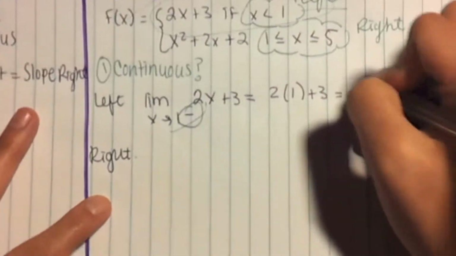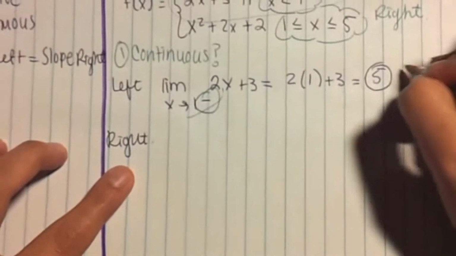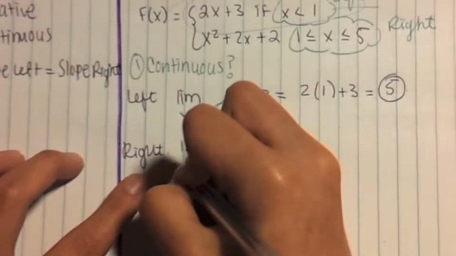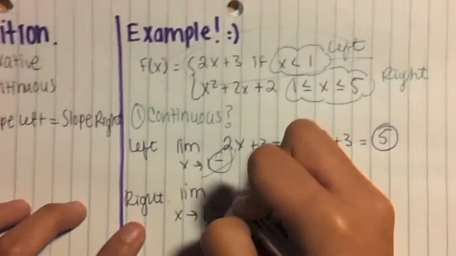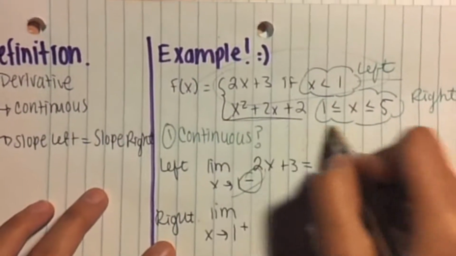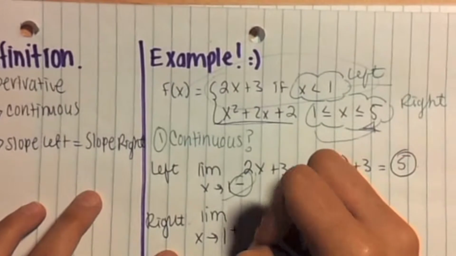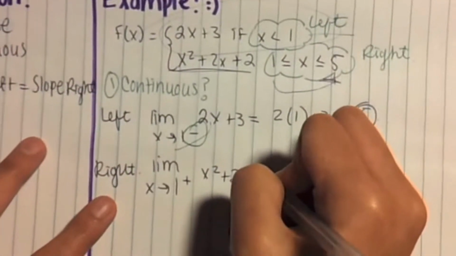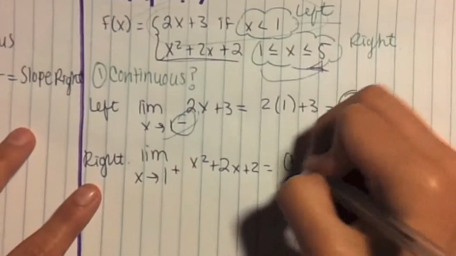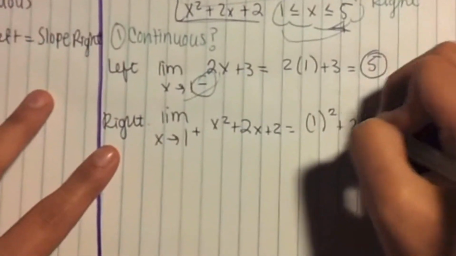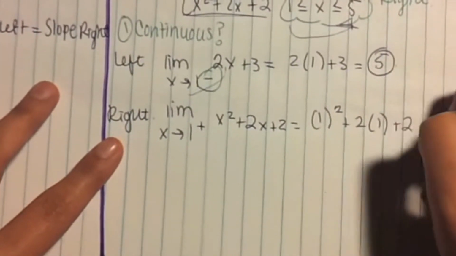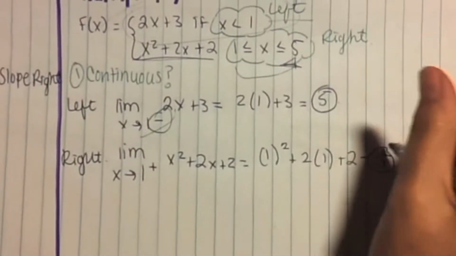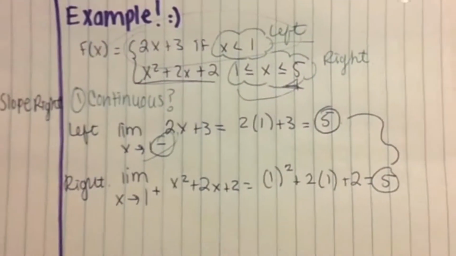Now let's find the limit from the right. The limit as x approaches 1 from the right, and now we use this function since this is the right side: x squared plus 2x plus 2. We just plug in 1: 1 squared plus 2 times 1 plus 2, which equals 5. Since these two are the same, the limit overall as x approaches 1 equals 5.